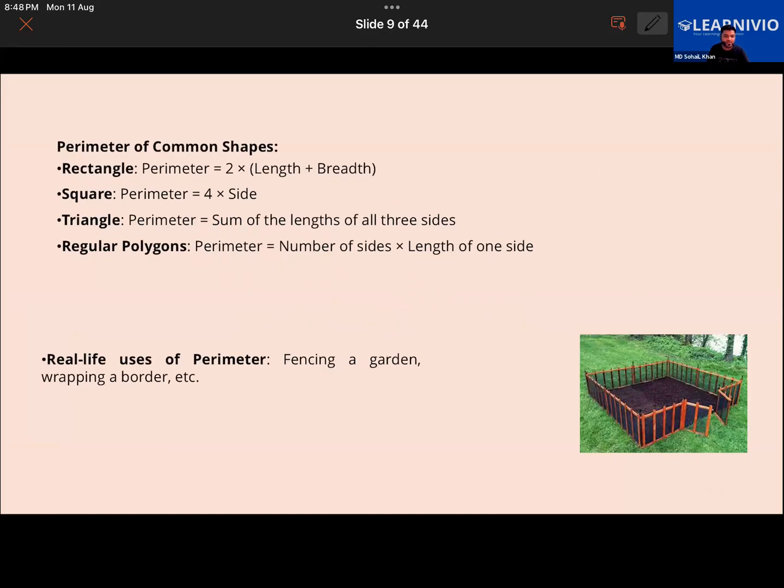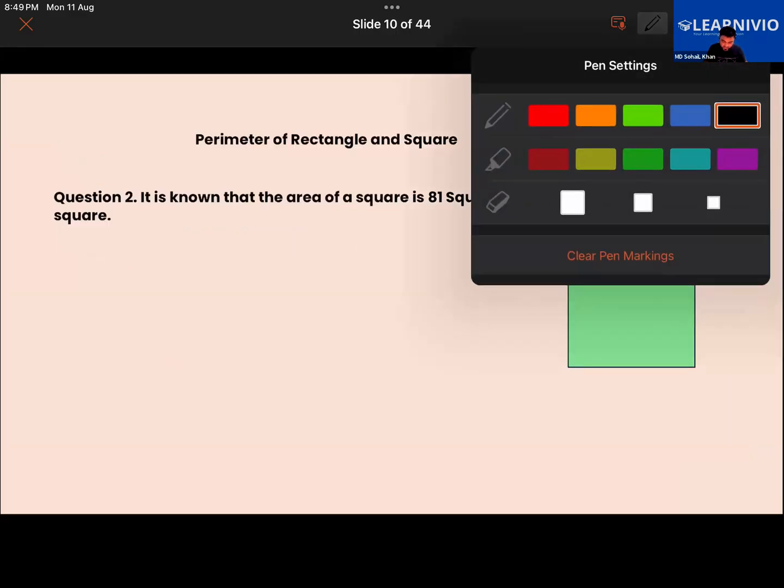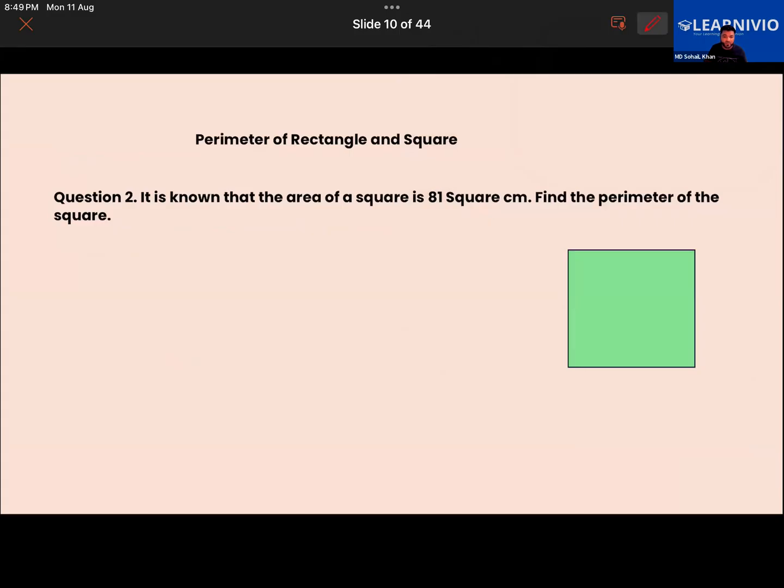Then we have various daily life uses of perimeter, like if we have to fence a garden, or wrapping up a border. So they are some real life examples. Okay, we will do a few basic questions, then we'll get back to the exercise.